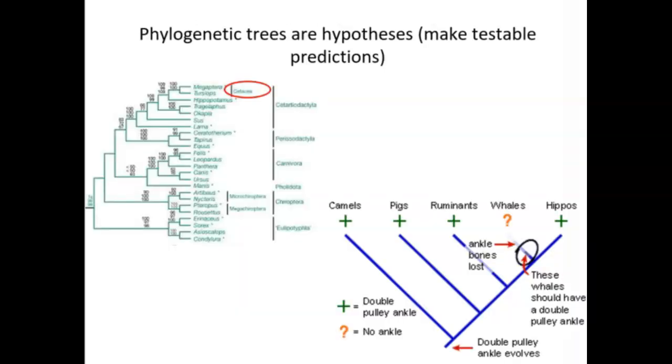The cladogram at the bottom right of this slide shows that if this hypothesis is true, the early ancestors to modern whales should have an ankle structure known as a double pulley. We can't find that structure in modern whales because it was either never there or because whales lost this structure over time.